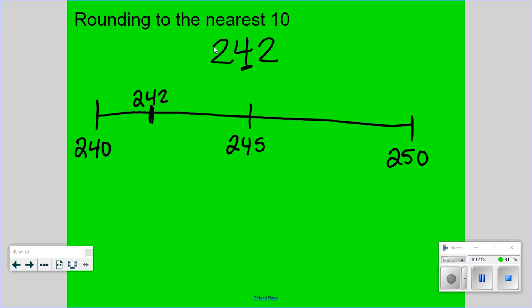Which means, which number does 242 round to? Which endpoint is the closest to it? Arwen? 240. How far away is 242 from 240? Gavin? 2. So 242 rounds to, or is about, 240.